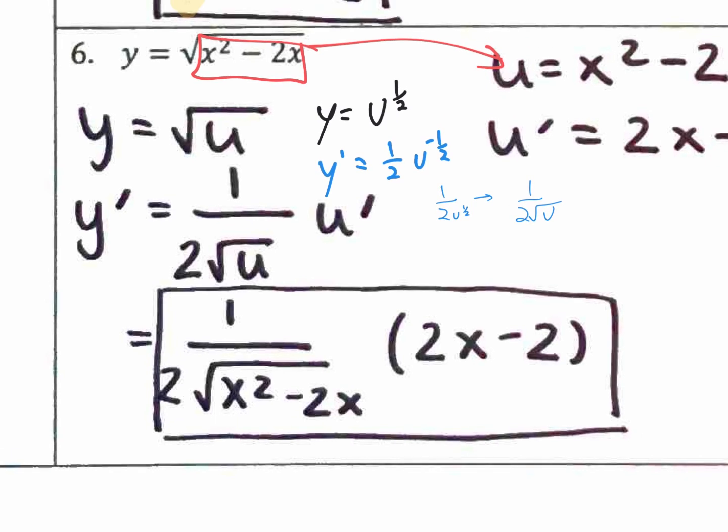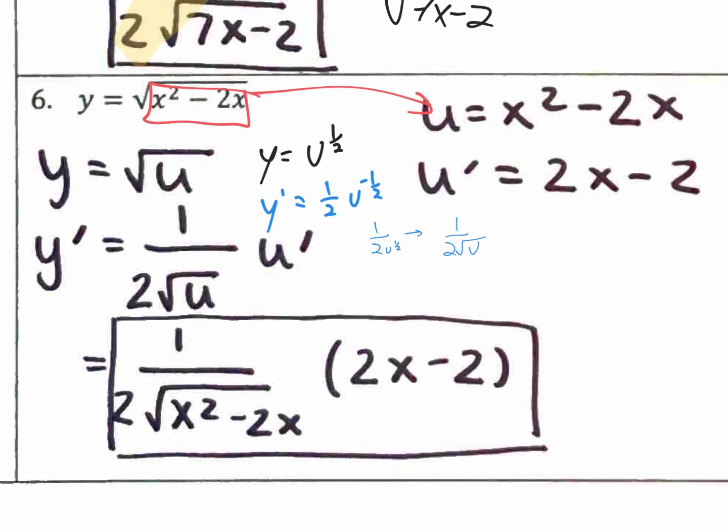All right, so once we have that, we'll take the derivative of our outer function, which we just found out. The inside stays untouched. Then we multiply by the derivative of the inside. So this 2x minus 2 is the derivative of the inside. That gets multiplied at the end.